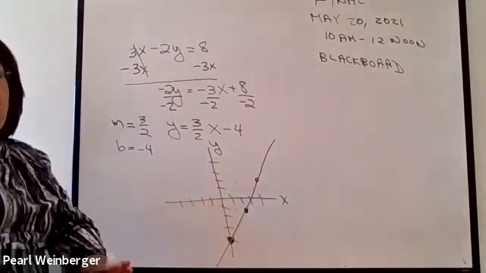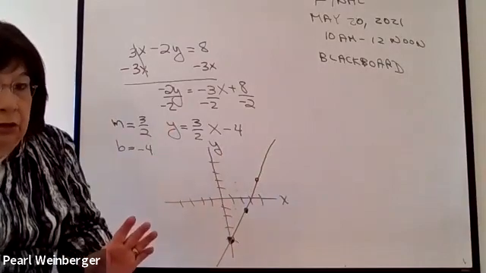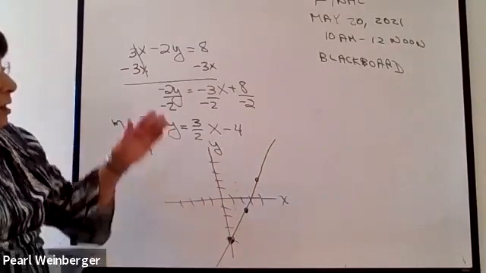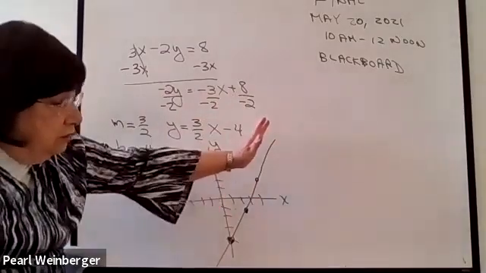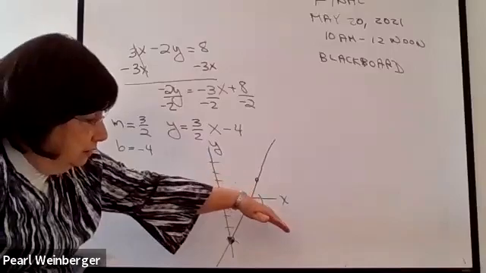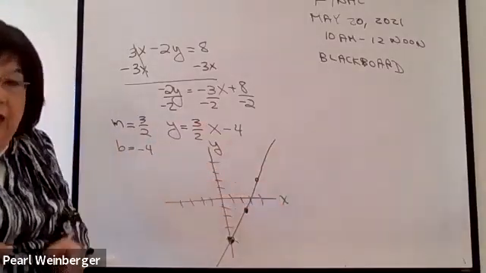Now, again, on the final, they're not going to ask you to draw a line. You're just going to have to pick out the right line. Remember, when your slope is positive, the line slants to the right. When your slope is negative, it slants down. It goes from left to right, it goes down.